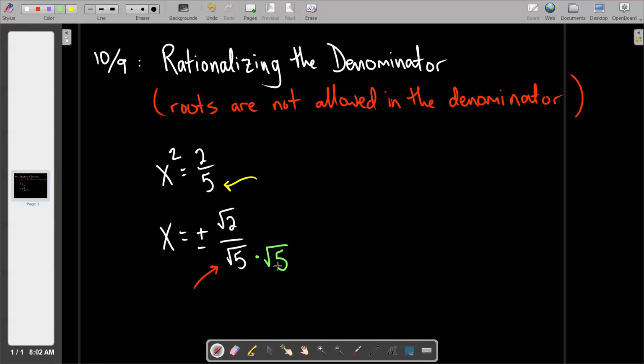But what is the square root of 5 times the square root of 5? It's the square root of 5 times 5, which is the square root of 25. But what's the square root of 25? 5. We just rationalized the denominator, and all we had to do was multiply it by a carbon copy of itself.